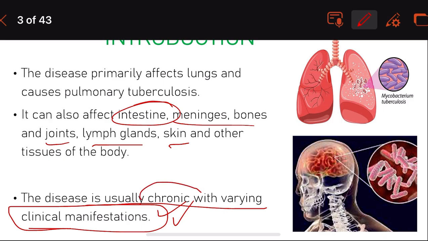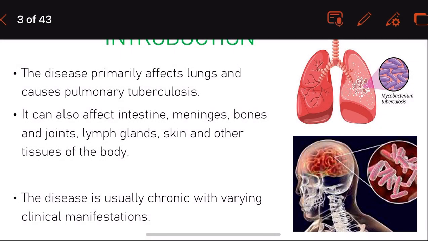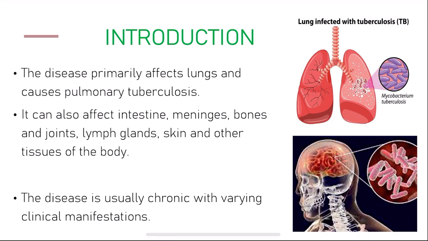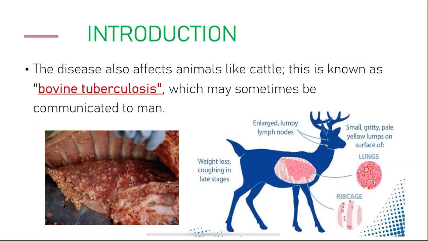So we know that the disease is usually found to be a chronic disease. TB is a chronic infectious disease that primarily affects the lungs. It can also affect other organs. The disease can also affect animals like cattle. This is known as bovine tuberculosis.